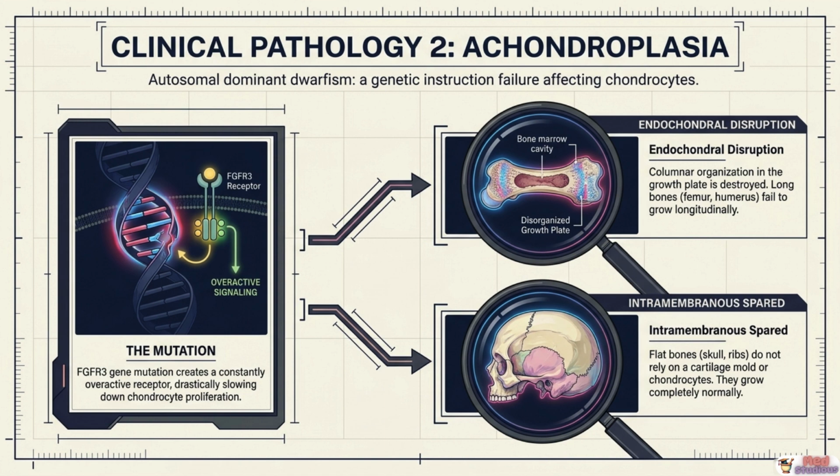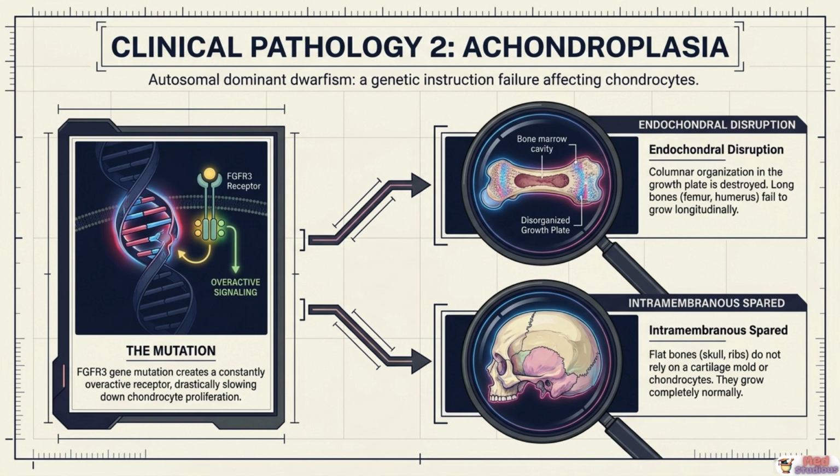The long bones of the limbs, femur, humerus, tibia, radius, fail to achieve normal longitudinal growth, producing the characteristic short proximal limb shortening called rhizomelia. But here is the key insight that makes achondroplasia such a powerful teaching case. Intramembranous ossification is completely unaffected.